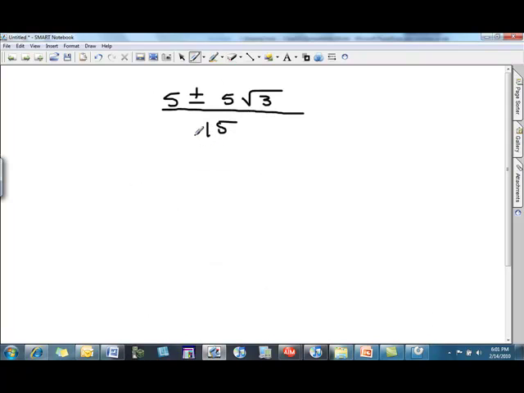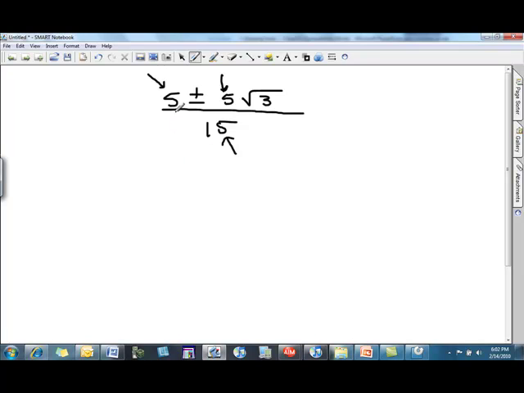Let's say you do all your math and you get down to the bottom of your problem, and you're the type that you want to just reduce everything. You don't want to put it in your calculator and do 5 plus 5 square root of 3, hit enter, divide by 15 and get decimals. You actually want to reduce it. So if all three of these numbers have something in common, then you can reduce it. 5 will go into all three of them.